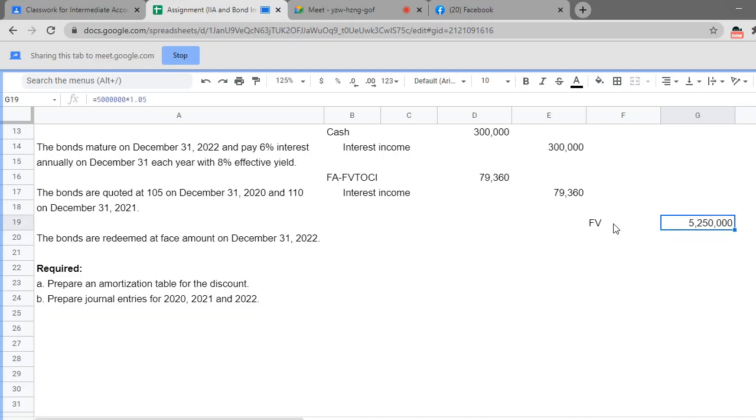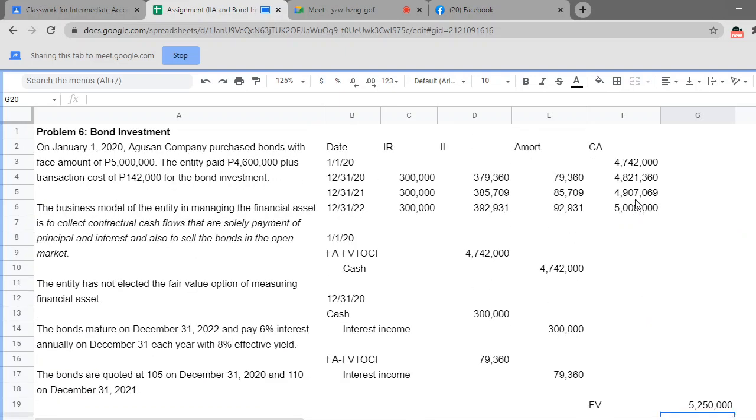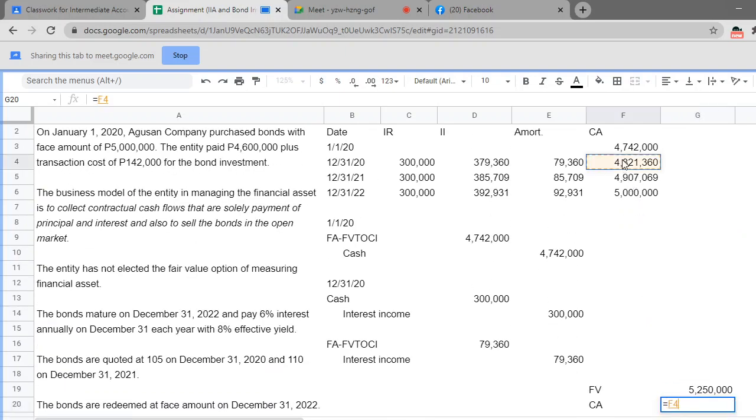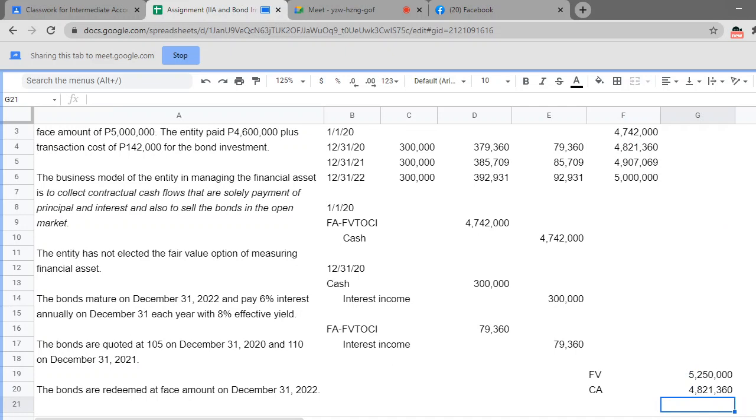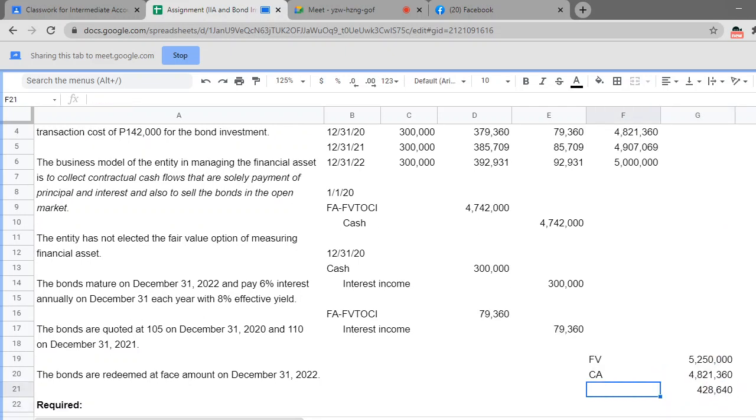That's 5.25 million. But how much is the carrying amount? The carrying amount, we can see it here. Therefore, we have a difference of 428,640. Is this a gain or a loss? The carrying amount is 4.8 million versus 5.25 million, so I guess this is a gain, right? Okay. So, let's record that gain.